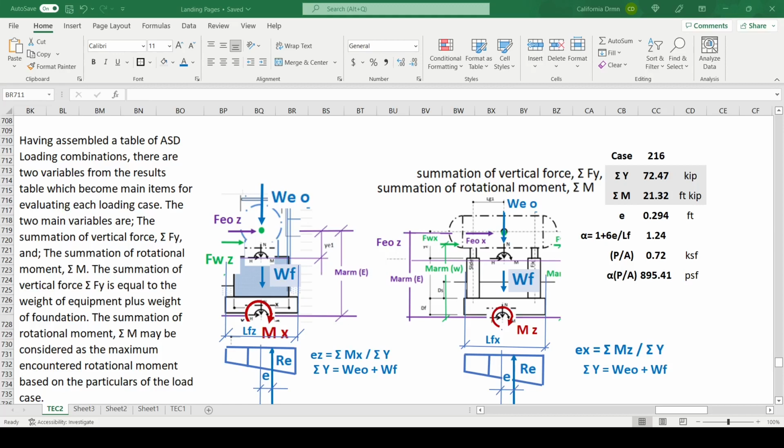Having assembled a table of ASD loading combinations, there are 2 variables from the results table which become main items for evaluating each loading case. The 2 main variables are the summation of vertical force, sigma Fy, and the summation of rotational moment, sigma M. The summation of vertical force, sigma Fy, is equal to the weight of equipment plus weight of foundation. The summation of rotational moment, sigma M, may be considered as the maximum encountered rotational moment based on the particulars of the load case.